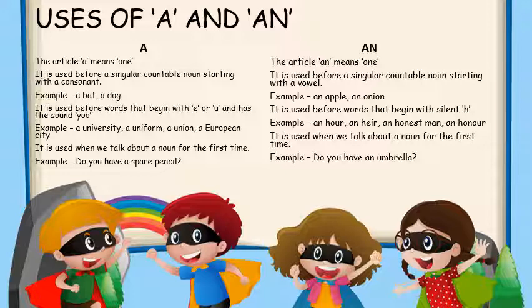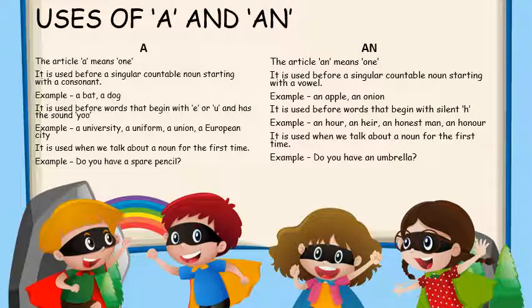Now let us go and see the uses of an. The article an means one. So here also the article an means one, singular. It has to be one. It is used before a singular countable noun starting with a vowel. Now here the noun has to be singular, it has to be countable and it has to start with a vowel. So look at the examples, an apple, an onion. Apple and onion, A and O are vowels. So before singular countable nouns starting with vowels, you use an.